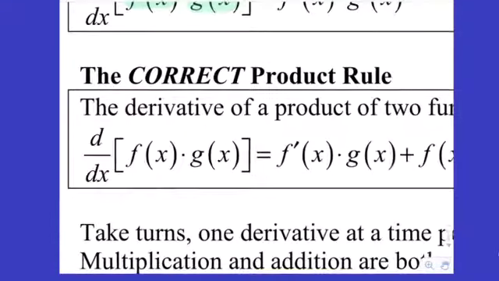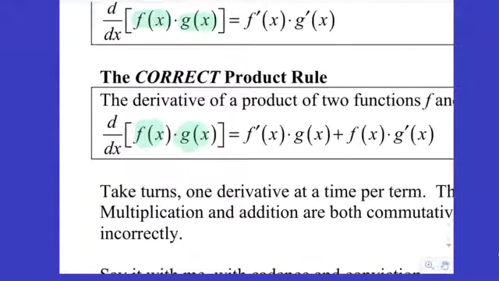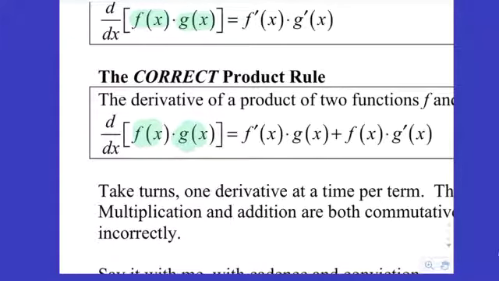This is the correct product rule. The derivative of the product of two variable functions, f times g, is going to be f prime g plus fg prime. F prime g plus fg prime. There you go. Say it over and over again. So if you have two factors, you're going to end up with two terms, and you're taking the derivative of each one of them, but not at the same time. You're only taking the derivative of one of them per term. So f prime g plus fg prime.